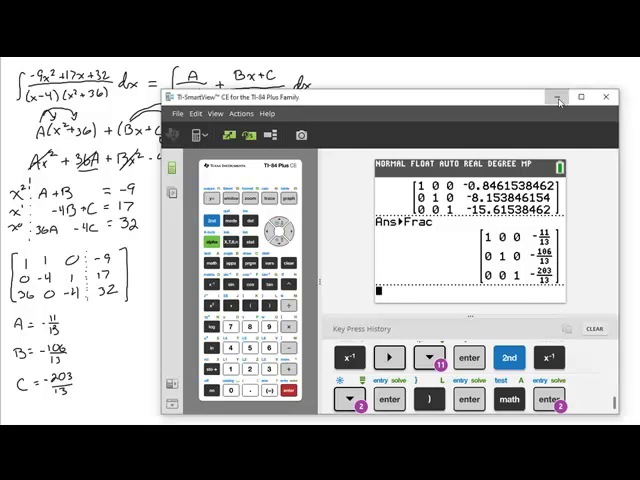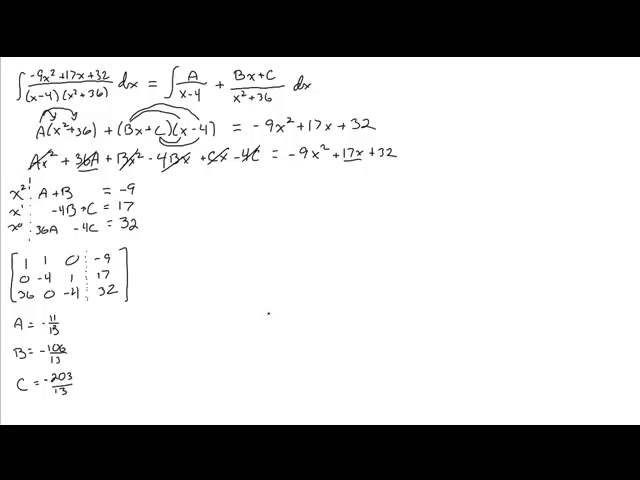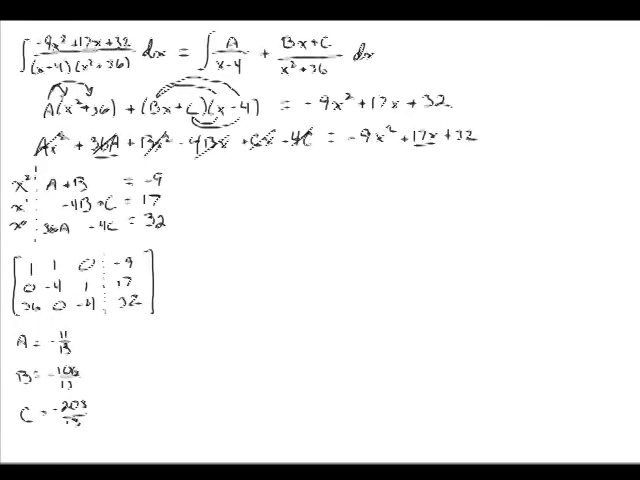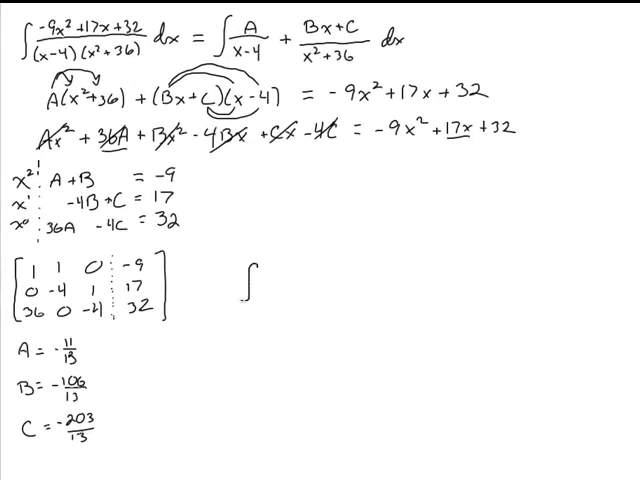Okay, now that we have those recorded, let's put our calculator away and see how we start solving this integral. So I'm going to plug these in for A, B, and C up into our partial fraction modified integral. So negative 11/13 over x minus 4. It's going to be a little messy right now. We're going to clean it up a bit. Minus 106/13 times x minus 203/13 all over x squared plus 36 dx.